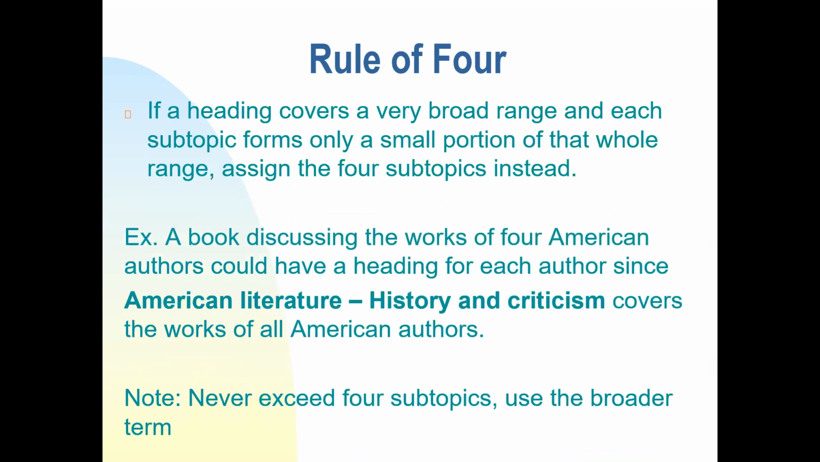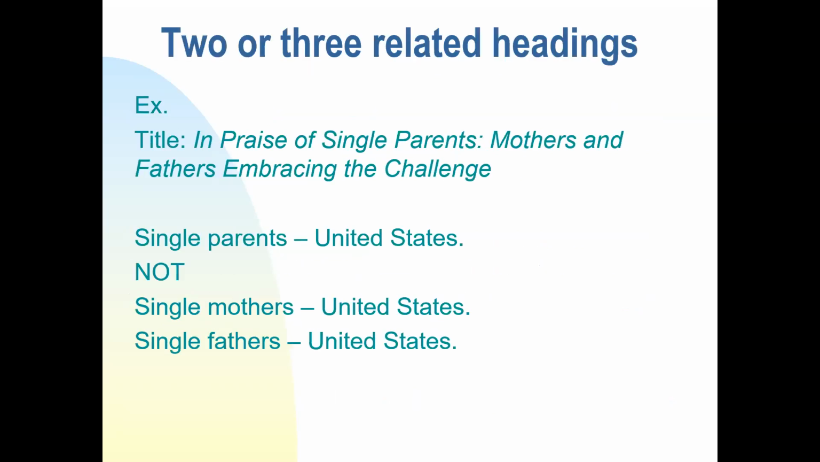A book discussing the works of 4 American authors could have a heading for each author, since American literature, history, and criticism covers the works of all American authors. But never exceed 4 subtopics. So if the book discussed 5 American authors, you would use American literature, history, and criticism instead of the separate names of each of those authors. It's just the rule. I'm just passing it along.